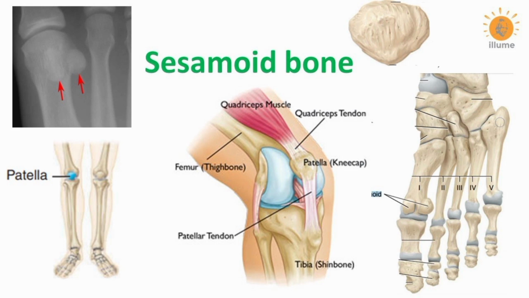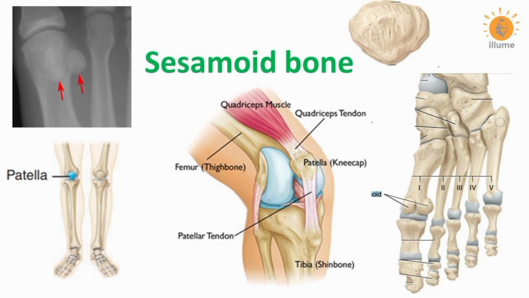Sesamoid bones are a type of bone that are small, flat, and round, and embedded within tendons. They are typically found in areas where tendons cross a joint and are subjected to a lot of pressure and stress, such as the knee, hand, and foot.